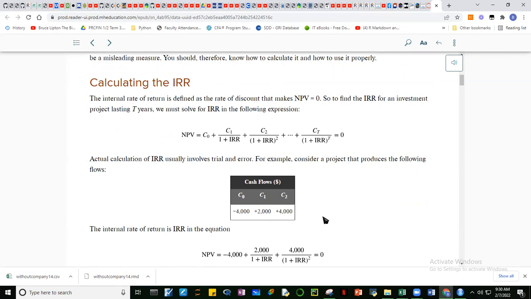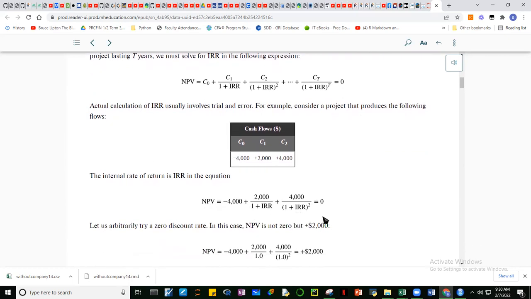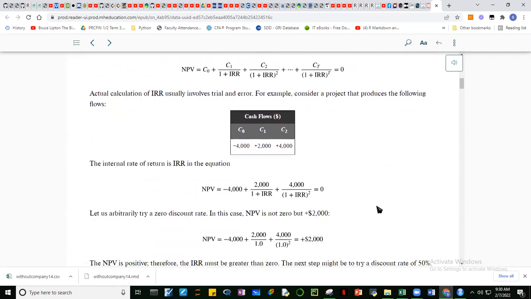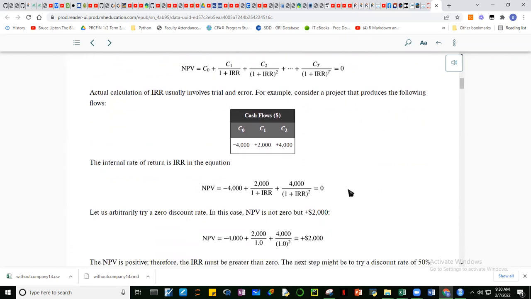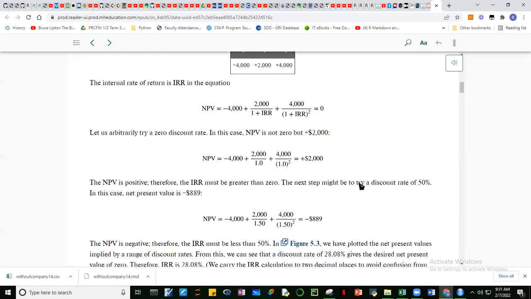What's important to note is that the IRR is that rate of return, as you can see here, where your NPV is equal to 0. Let me repeat that. The IRR is that rate of return where the net present value is equal to 0. So what's the decision rule about IRR?